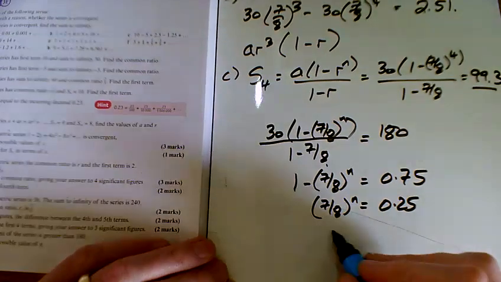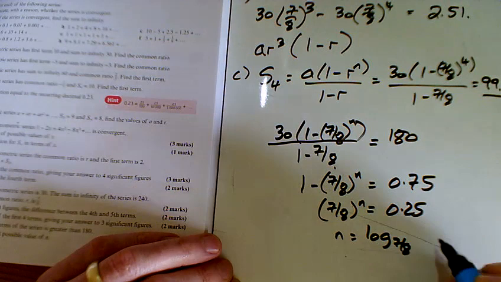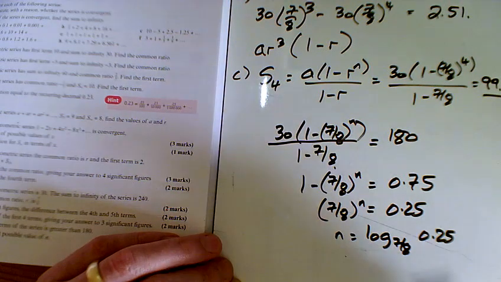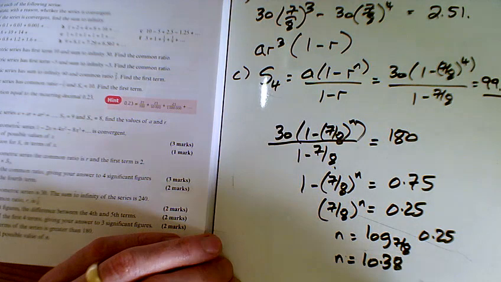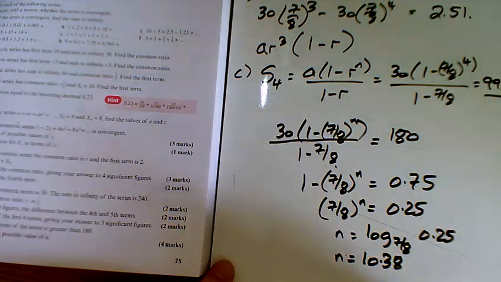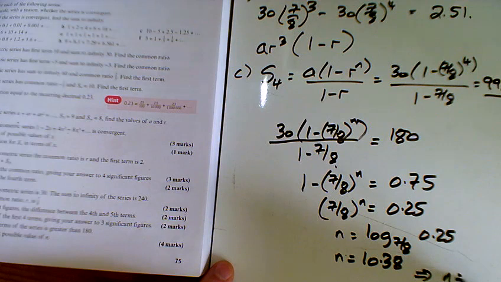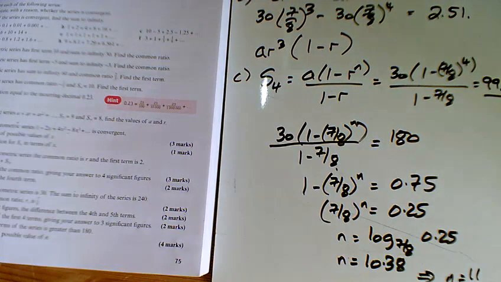And so to find out what n is, we're going to do log base 7/8 of 0.25. And that gives me that n is 10.38. If we want to know the first n that goes over 180, then we're looking for n is 11, which you can just about see at the bottom.